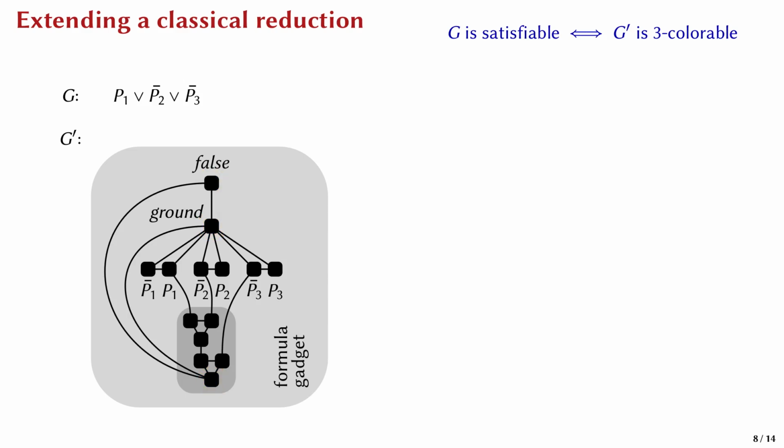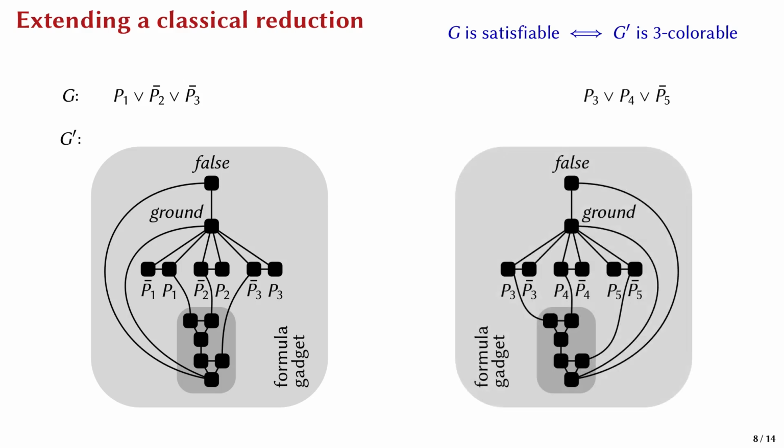Now, of course, if we're given other formulas, we can apply the same reduction again. But suppose that each formula is given to a different node in a network, and suppose that we want to satisfy all the formulas in the network in a locally consistent way.